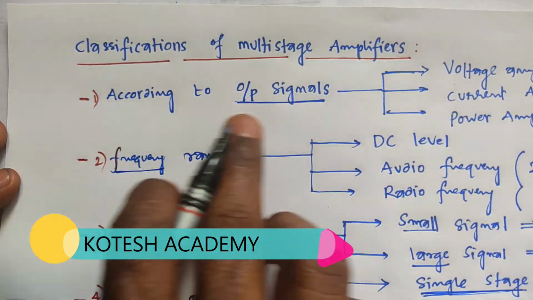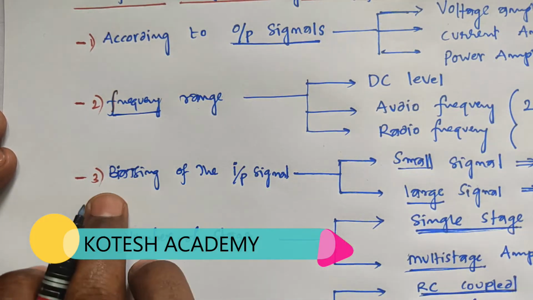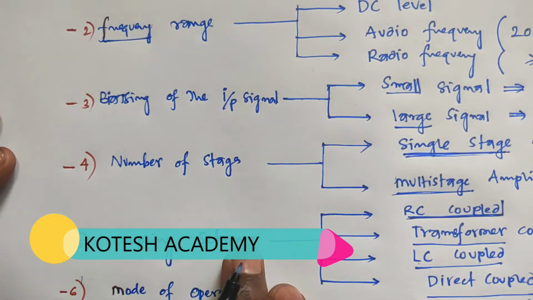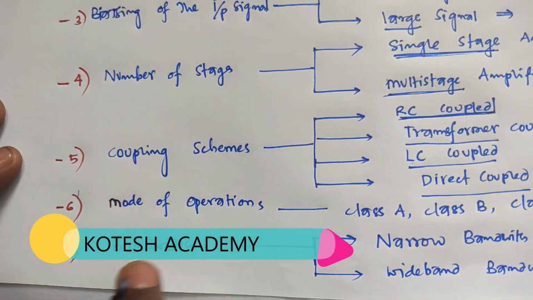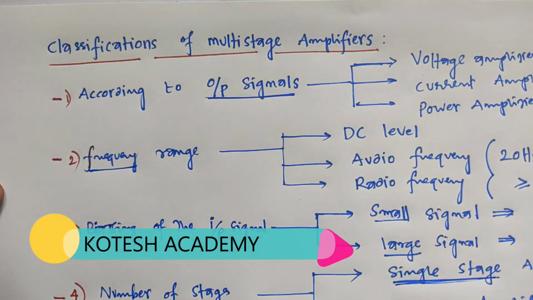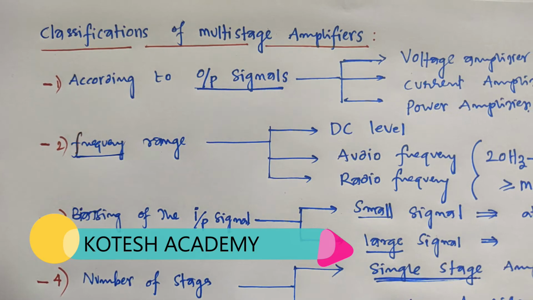So the first one is according to output signal, then frequency range, biasing of the signal, number of stages, coupling schemes, mode of operation and bandwidth. These are the topics that belong to the classifications of multi-stage amplifiers.